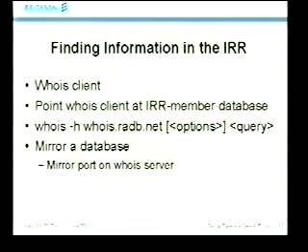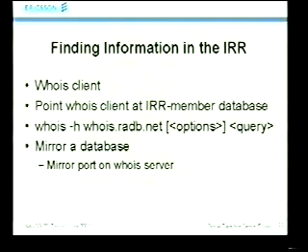Now, how do you find information in the Internet Routing Registry? This slide is not in what you might see on the web. You use a WHOIS client, and you point your WHOIS client at an IRR member database. You remember I showed you there were 50 of them. So you would point your WHOIS client, whois -h for the host, for example, whois.radb.net. You have options, and then a query. The WHOIS client is either one written by, say, RADB or from somewhere else like RIPE. But you use a WHOIS client.